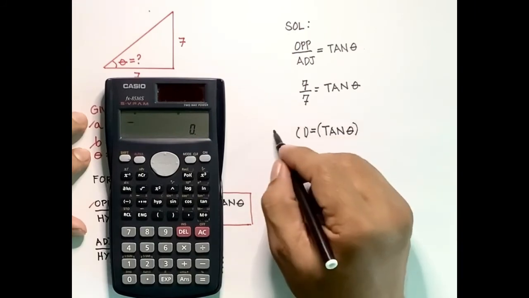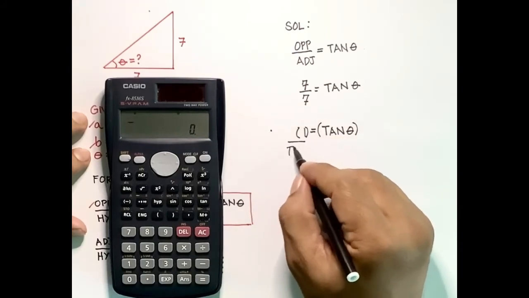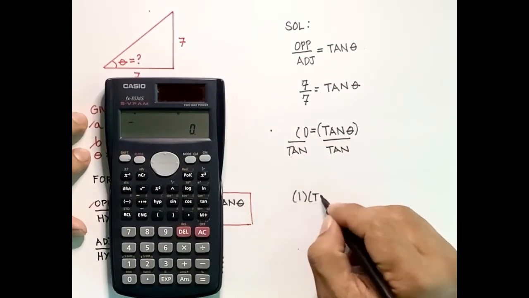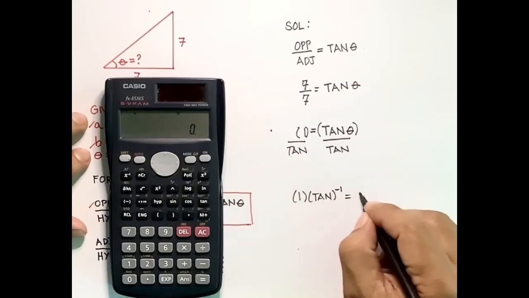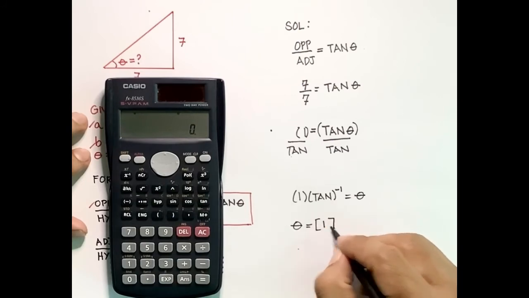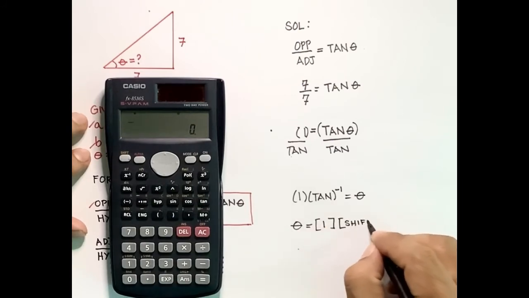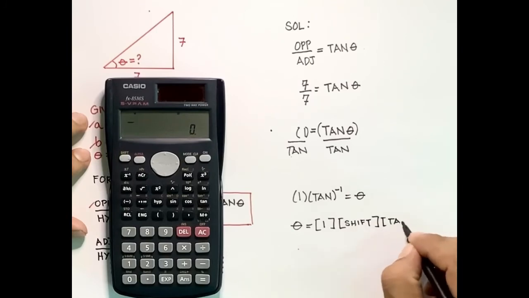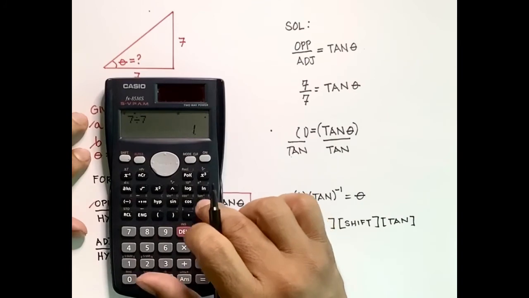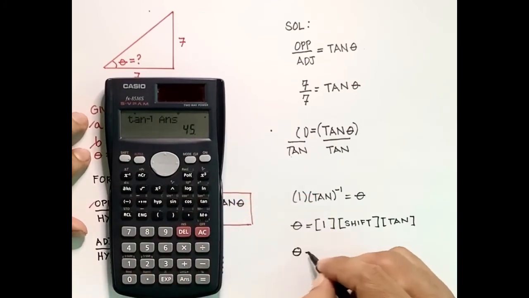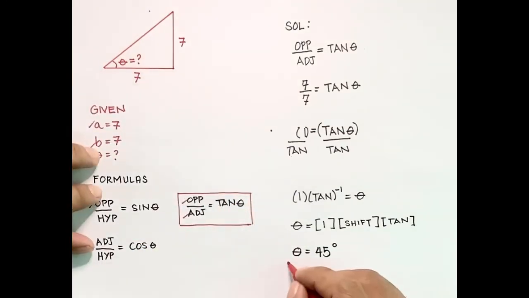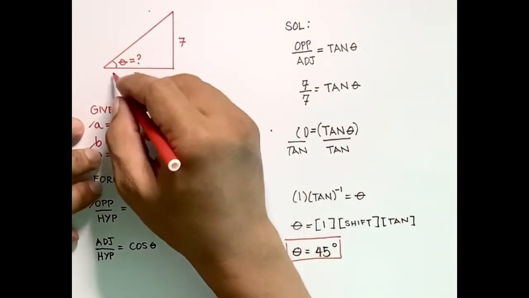Okay, so we will divide both sides by tangent to remove tangent to the other side. Usually this is no longer done regularly, but just for the sake of explanation, I'm doing it. So 1 over tangent is tangent raised to the power of minus 1. Now this is found in your calculator by just pressing the shift sign for the tangent key. So for example, here 7 over 7 is equal to 1. Shift tangent, the answer will be 45 degrees. Therefore, the value for our special triangle is 45 degrees.